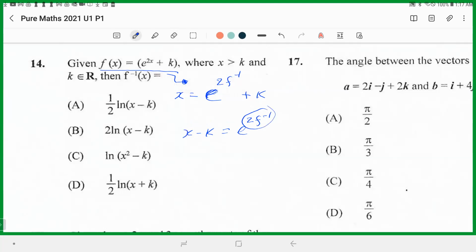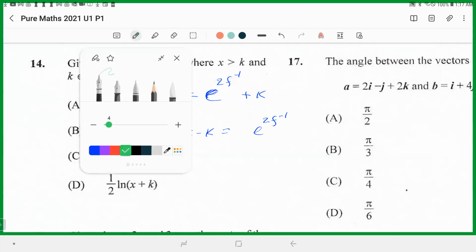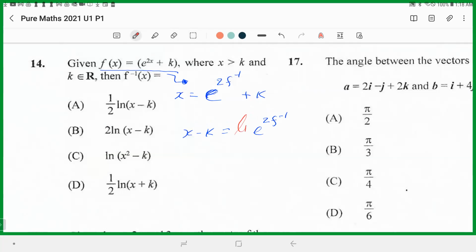Then I want to get this out of the power, so I take logs, but because this is e, I have to take ln. So I'm going to show that I'm taking ln of both sides in red, log to the base e. I'm going to take ln of this side and ln of this side. Leave the bracket on this one. Then the power now comes to the front.